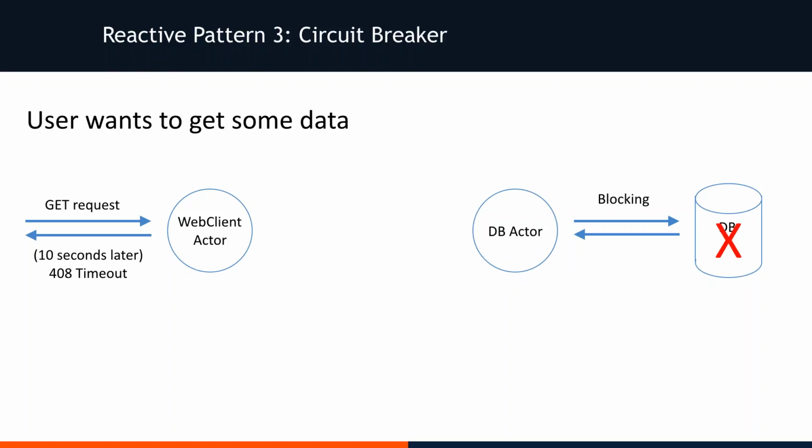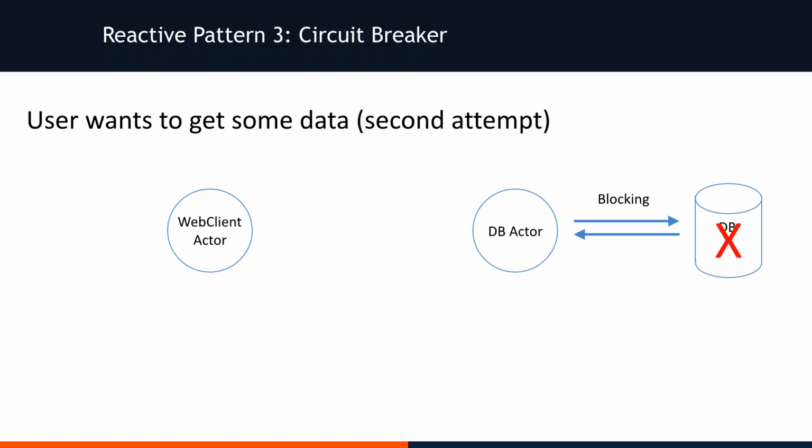So that's obviously bad. That's not responsive at all. What the user will do at this point, you probably know that, immediately as the timeout occurs, is hit refresh. Another request will come in, another message to the DB actor, waiting, and 10 seconds later, timeout. If you didn't notice any difference with the first attempt, you're right, because there weren't any. And the user will likely leave the website or try again with another refresh, which will lead to exactly the same situation.